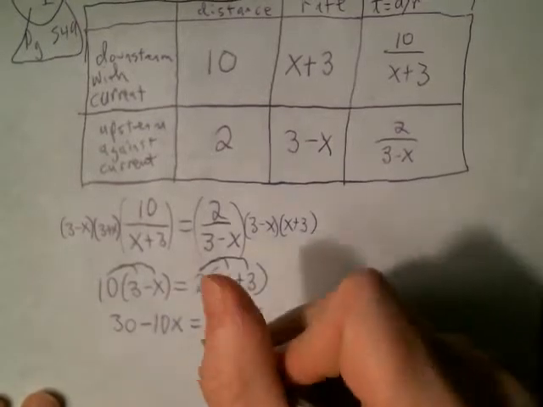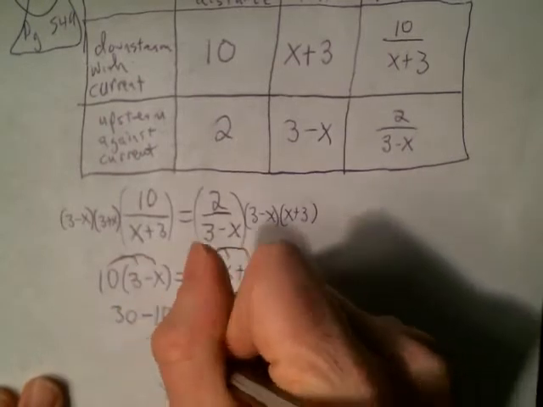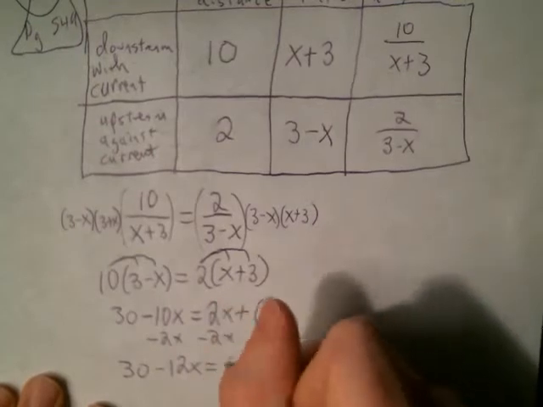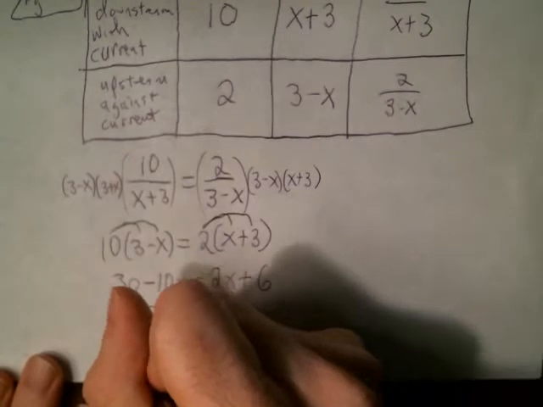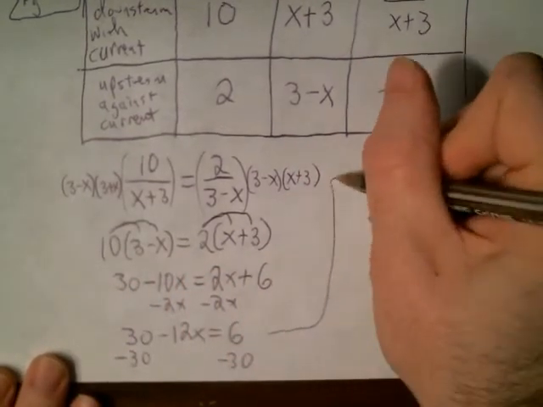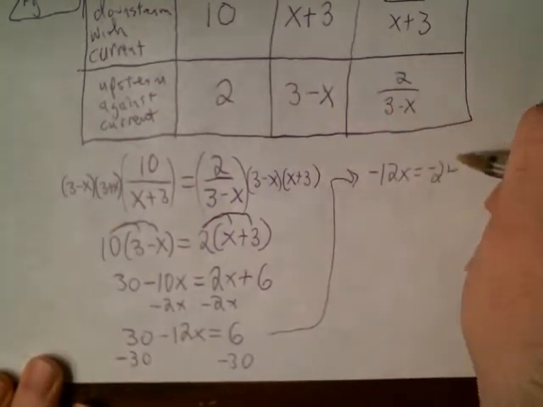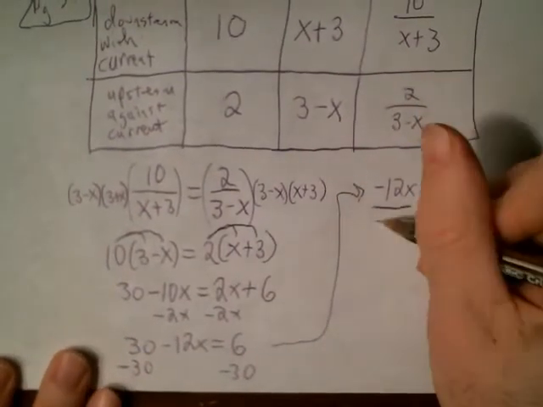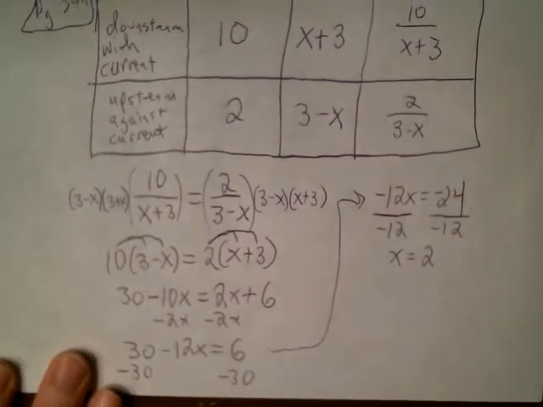Start collecting your variables on one side, the constants on the other. So I'll move the 2x over here. Subtract the 30 from both sides. So I'm going to have negative 12x equals negative 24. And then finally, I'll divide both sides by negative 12. And x is 2.